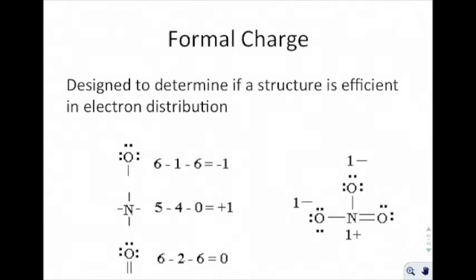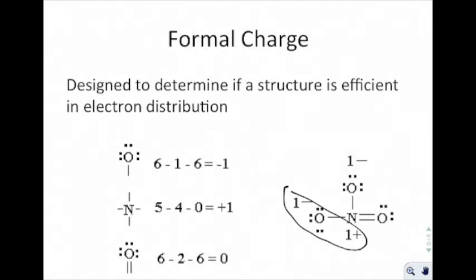Formal charge is designed to determine if a structure is efficient in its electron distribution. Atoms tend to arrange themselves in ways that reduce the charge on them. So you're not going to see something that's negative plus negative, because you can rearrange this atom so that these two can cancel each other out. Atoms tend to do that. They tend to make it so that there's no formal charge on a particular element. So when you look at a molecule, you have to look at the formal charge on each atom.